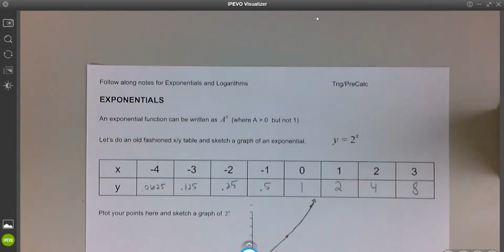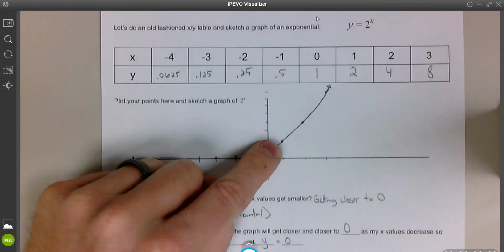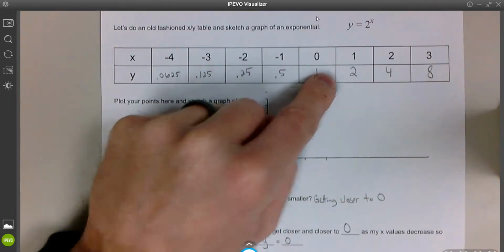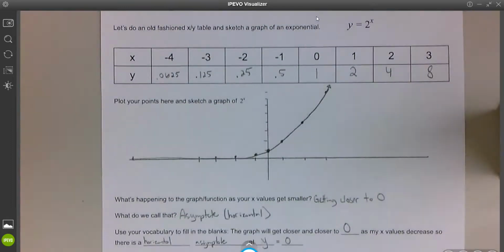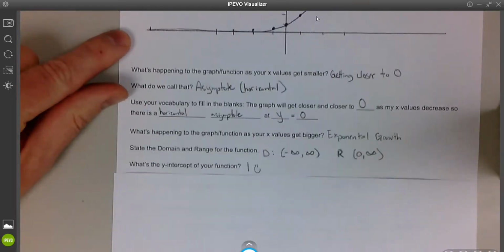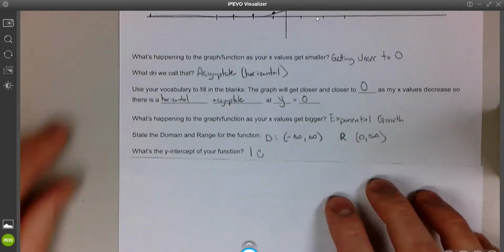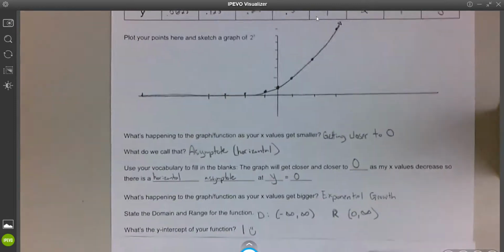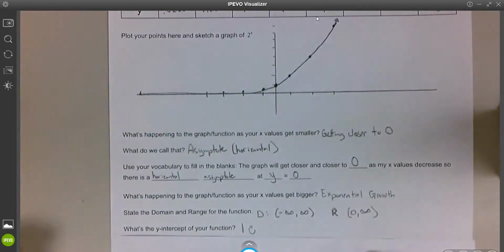Well, we call that exponential growth. 2 reproduce to get 4, reproduce to get 16, reproduce to get bigger and bigger and bigger by some power, raising 2 to a power. We call that exponential growth. Next. What's the y-intercept? I gave you an easy one just because we're going to use it later. The y-intercept is 1. Okay.